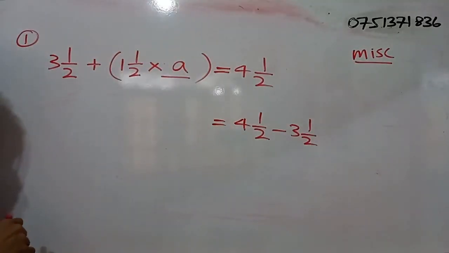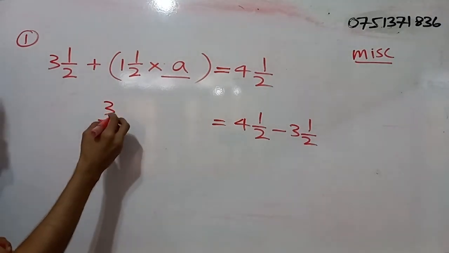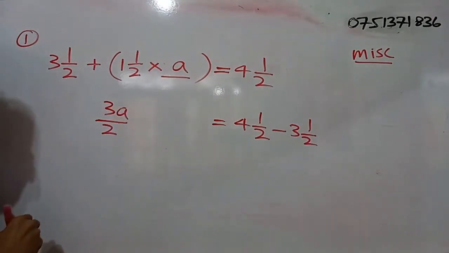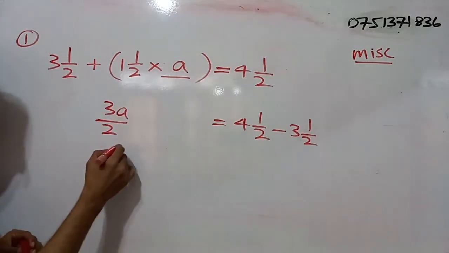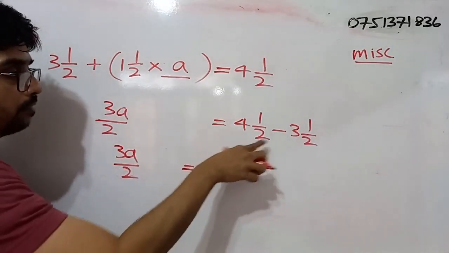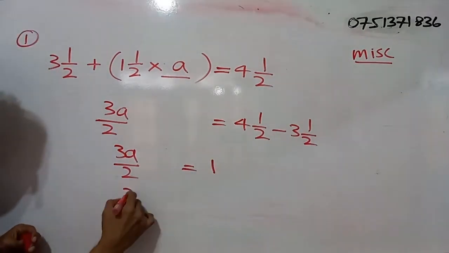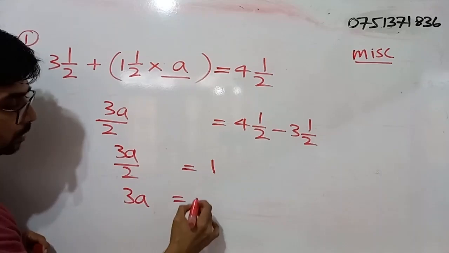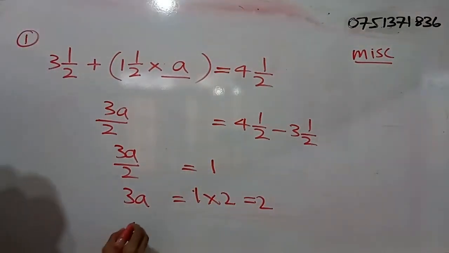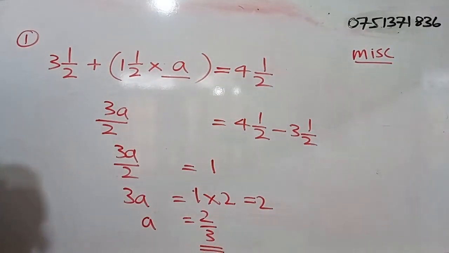If we convert that into improper fractions, that will be what? 3 by 2. So we have to multiply that by A. That means 3A divided by 2. Right? So 3A divided by 2 is equal to what? 4.5 minus 3.5, that means 1. Now 3A is equal to 1 times 2, which is 2. Now A is what? 2 divided by 3, or 2 by 3.